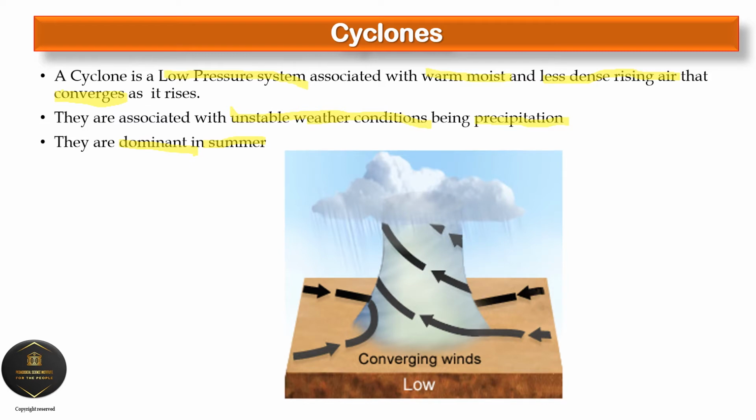The diagram below is showing us exactly that. You'll see that air is converging towards a central point. If you look at those arrows, air is converging to a central point as it rises. And as it's converging, it's also circulating in a certain way. That's what happens in a low pressure system.